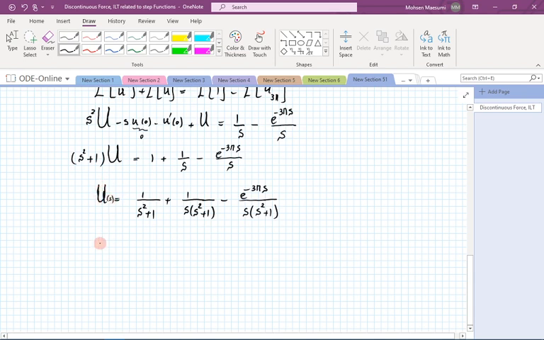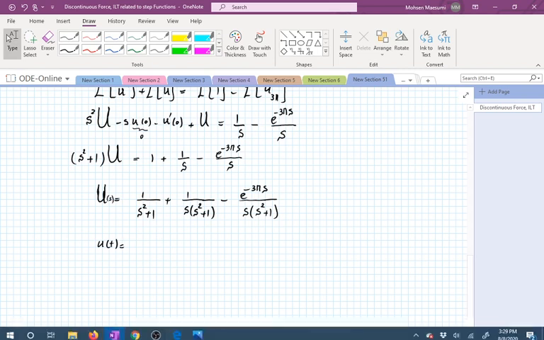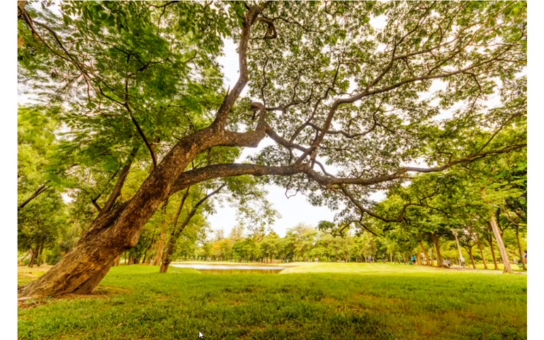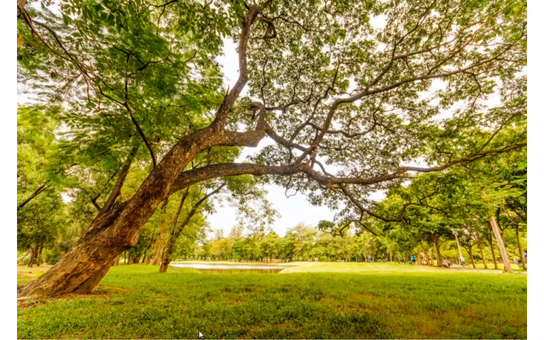I want to find u of t. Well, we have some work to do. First piece of this thing is straightforward. Okay, so let's see which one of these things we can easily say. 1 over s squared plus 1. Do you remember what is the inverse Laplace of that? That should be easy by now. Inverse Laplace of 1 over s squared plus 1.